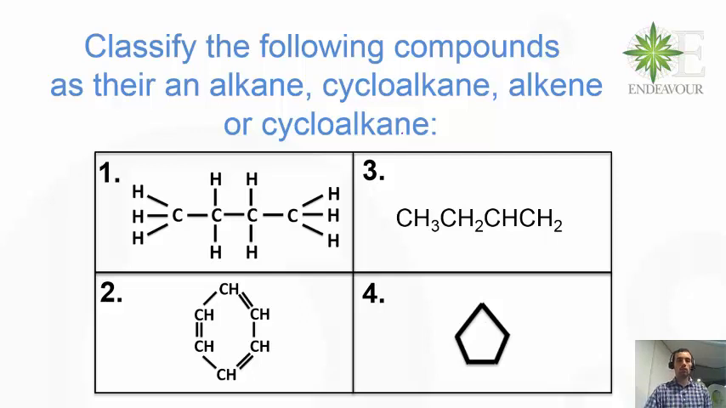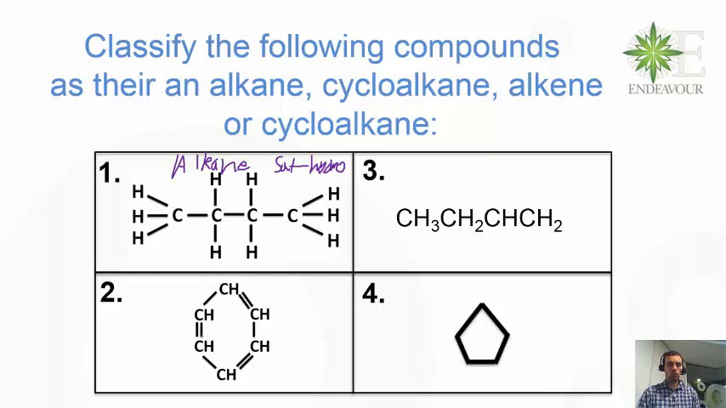So let's start with number 1. Number 1, we have carbons connected by all single bonds, and we've also got a straight chain structure. So these are features that we see in an alkane. An alkane is one of the types of the saturated hydrocarbons. It's saturated because it only has single carbon-carbon bonds, meaning all other bonding positions are filled with hydrogen atoms.